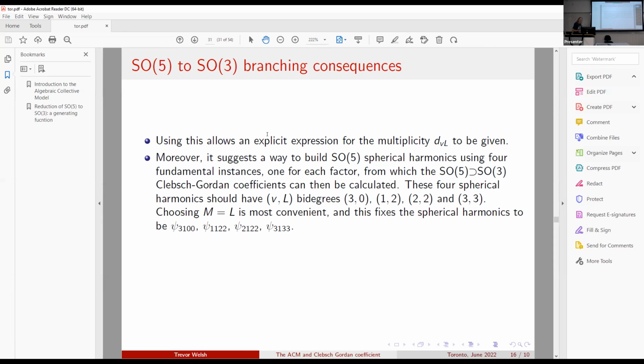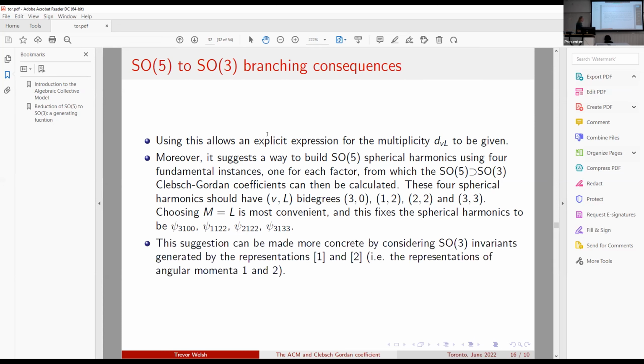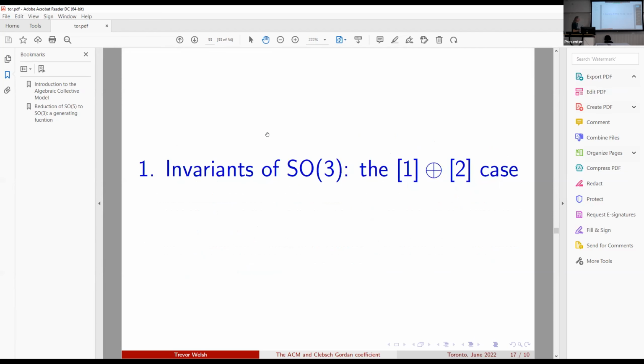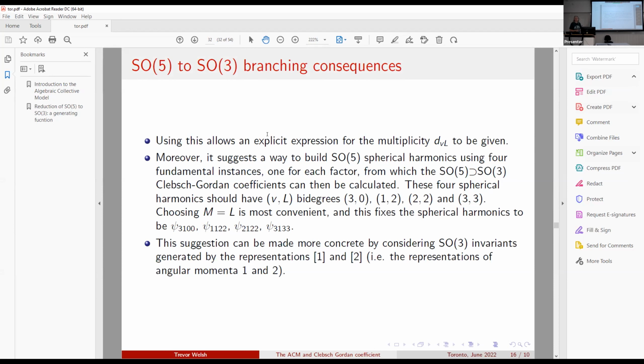So I don't know how close I am to finishing, but I suspect very close. As I've derived things, it's only a suggestion at this point, and you can make things more concrete by considering SO3 invariance generating, but by the angular momentum 1 and 2 representations. So yeah, that's probably a good point to stop. Okay, thank you for your attention.